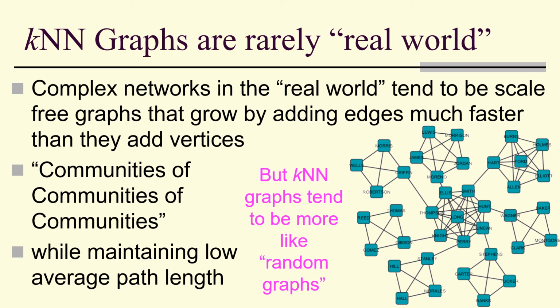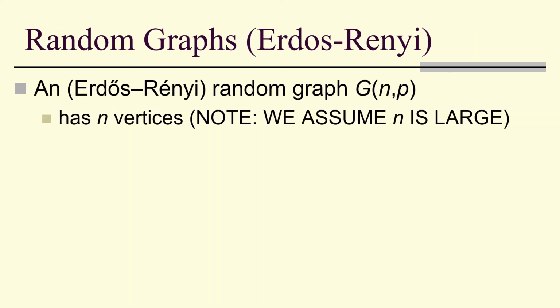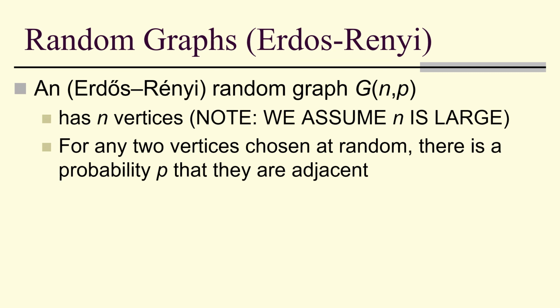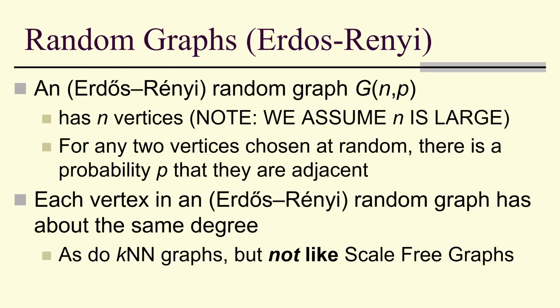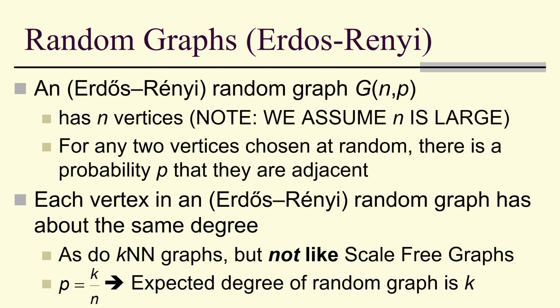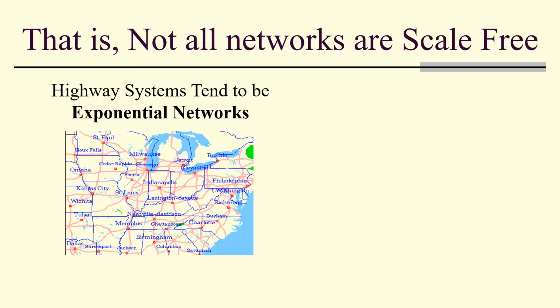But KNN graphs tend to look more like random graphs. So we have n vertices. Any 2 chosen at random has probability p that they're adjacent. Each vertex in a random graph has about the same degree, as do k-nearest neighbor networks. But scale-free networks never have that property. So we've seen before the expected degree of a random graph is k. Not all networks are scale-free.